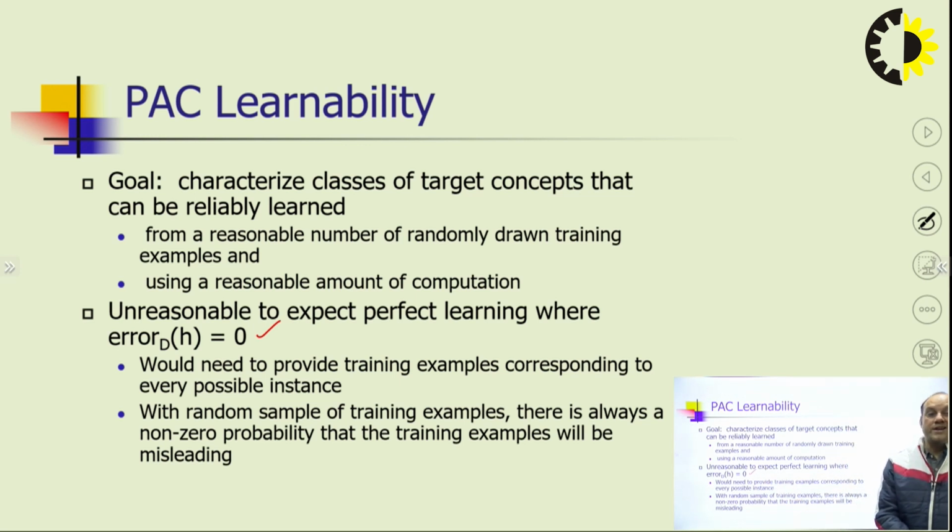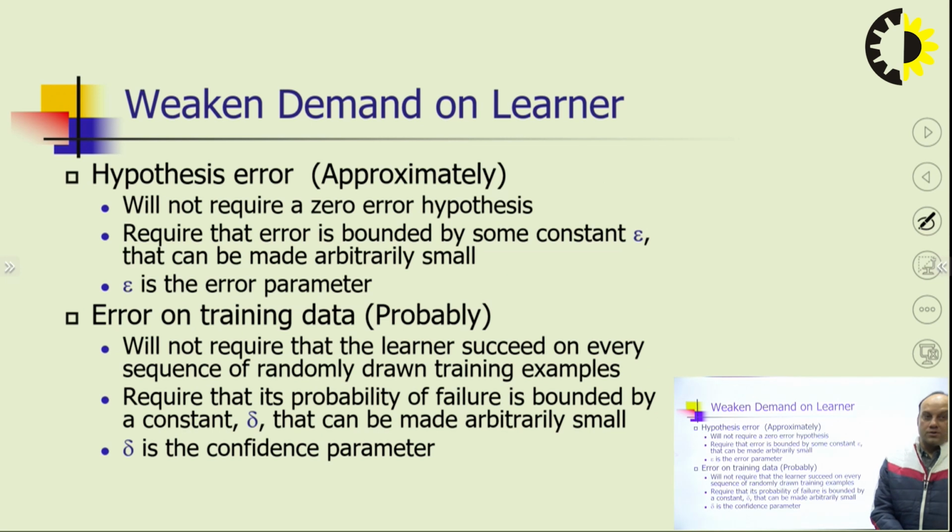Zero error would need training examples corresponding to every possible instance. With a random sample of training examples, there is always a non-zero probability that the training examples will be misleading. Non-zero probability means the training examples can mislead us. So it depends on how many training examples we take, corresponding to every possible instance. This weakens the demand on the learner. So hypothesis error may come, and what we will do is approximate. There may be an error on training data, probably.